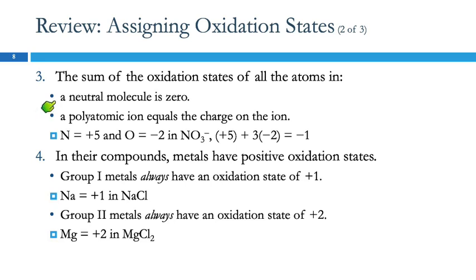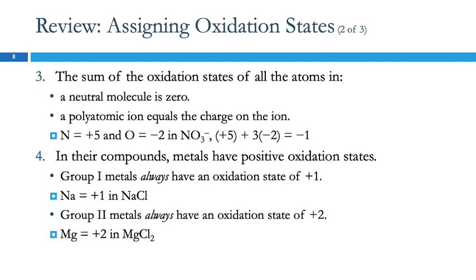So a neutral molecule adds up to 0. In a polyatomic ion, the sum of the oxidation states adds up to the charge on the ion, right? So here we have the example of nitrate ion. It has a -1 charge overall. So the oxidation states of the nitrogen and the 3 oxygen atoms that are bonded together within the nitrate ion add up to the charge. Again, it's acting like ionic charges.